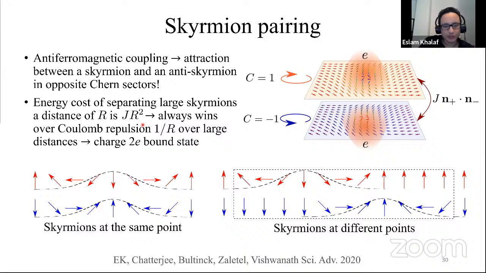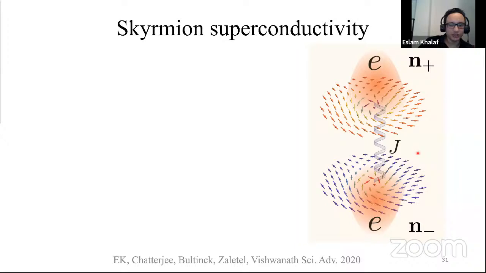Okay, so of course, a charge 2e bound state is not sufficient to establish superconductivity. We still need these bound states to condense. And to understand their condensation, we need to estimate the effective mass of this bound state. There is a relatively neat argument to do this, which is by thinking of these two objects as connected by some spring force, because a spring force has a potential energy that grows quadratically in the separation. So this is really very similar to a spring force.